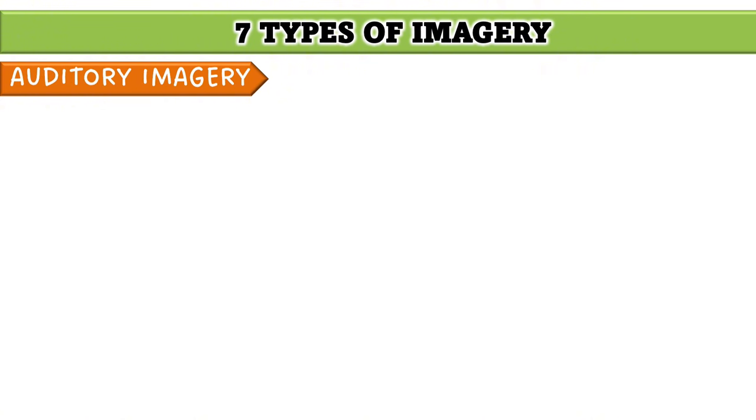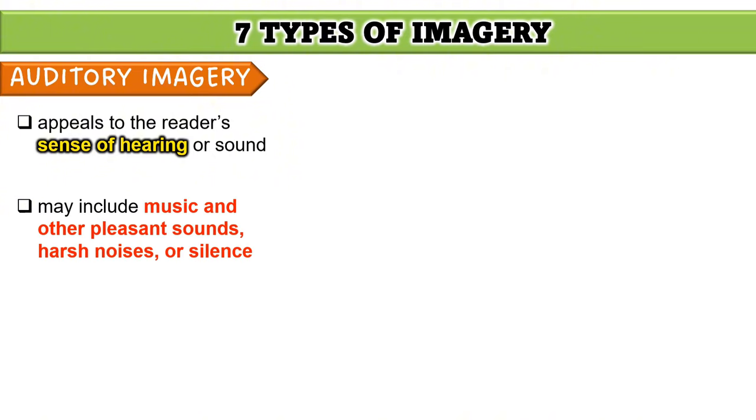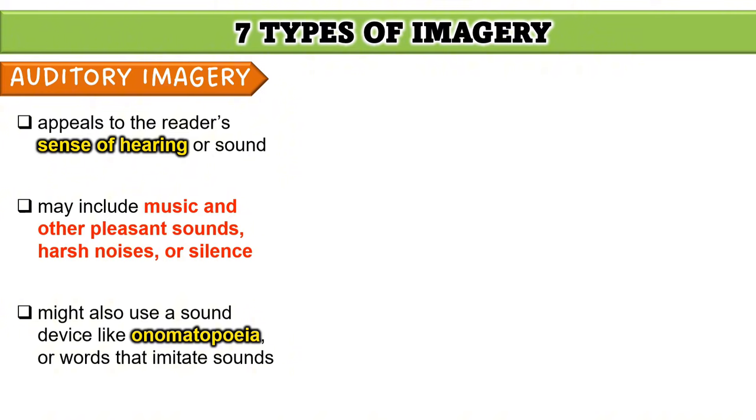Next is auditory imagery. This form of poetic imagery appeals to the reader's sense of hearing or sound. It may include music and other pleasant sounds, harsh noises, or silence. In addition to describing a sound, the poet might also use sound devices like onomatopoeia, or words that imitate sounds, so reading the poem aloud recreates the auditory experience.